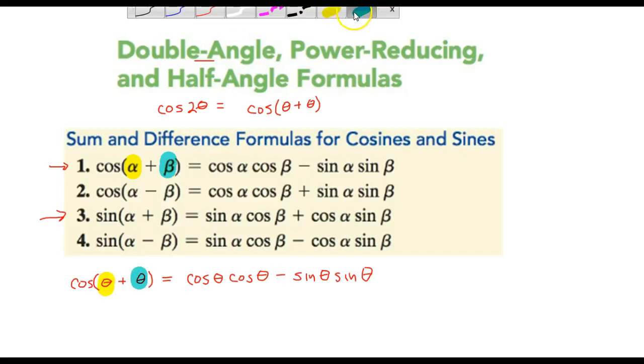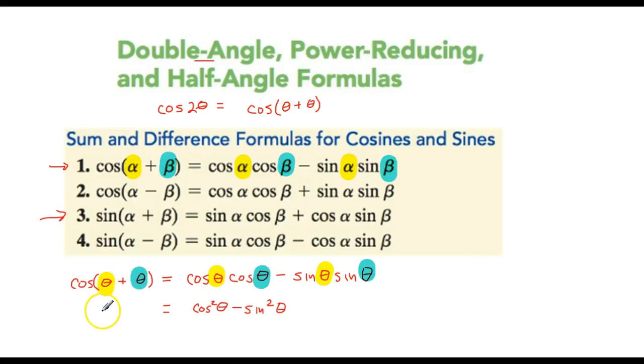And just to distinguish them, there's alpha, that's the theta that was in the alpha position, and then this is the beta, the second one. But because it's the same in both places, these are the same here. Cosine theta times cosine theta is cosine squared theta, and the same thing with the sine. So what we get is the cosine of 2 theta is this formula right here.